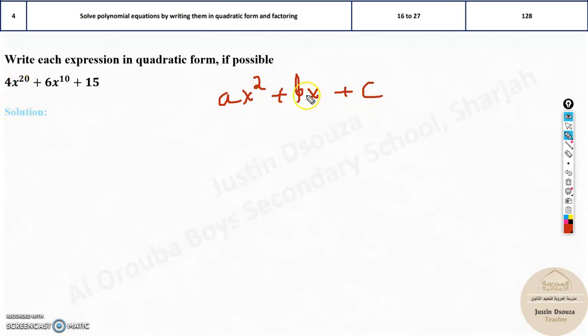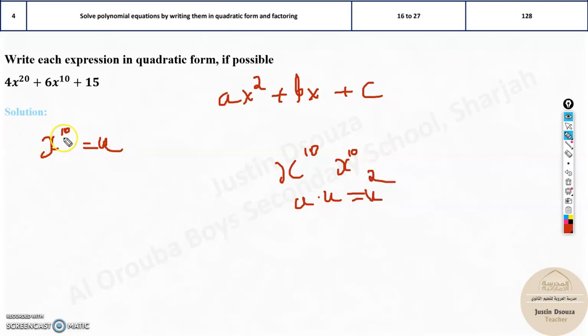Now, this doesn't look like x squared and x, no. But I'll just tell you, if I write x to the power 10 is equal to u, what's going to happen? X to the power 20 can be written as x to the power 10 into x to the power 10, and this is basically u into u, that is u squared. So if I assume x to the power 10 as u, I can write it as 4u squared plus 6u plus 15. Don't you think now this is a quadratic form?